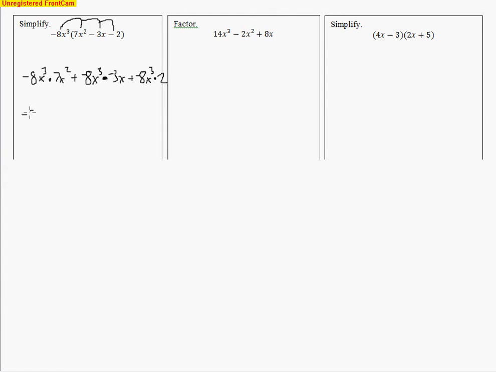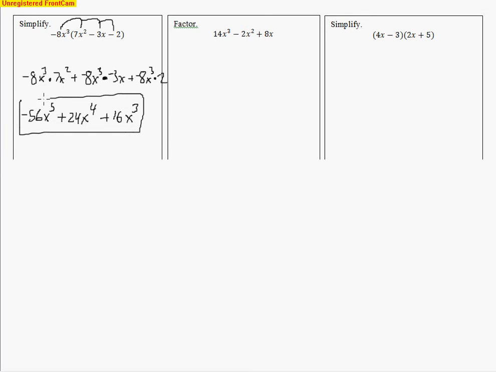So when I do that, I multiply the coefficients. So I get negative 56, and then add up the exponents, x to the fifth. Next term is just a positive 24x to the fourth, positive because of the two negative signs. And the last term there is going to be a positive 16x to the third power.